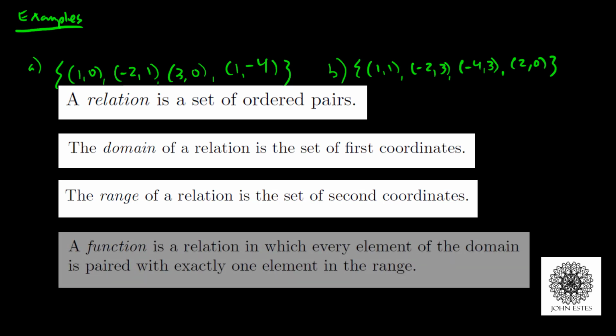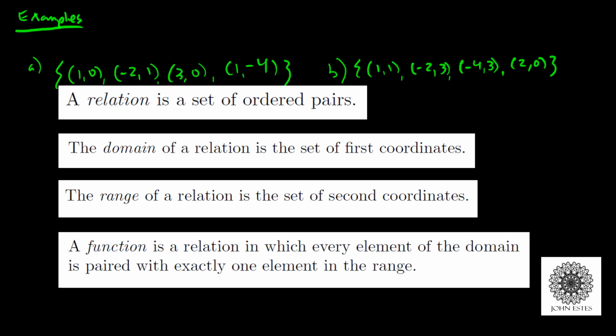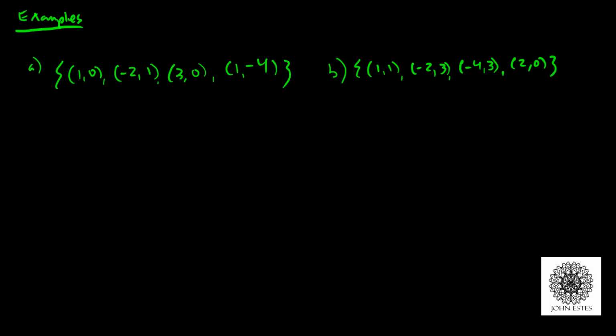Now also, a function is a special kind of relation in which every element of the domain is paired with exactly one element of the range. Okay, so what that means is that if you have two coordinates that have the same input, then your relation is not a function. Okay, so I have some examples here I want to look at, and we're going to highlight the domain and range, and we're going to try to figure out, are these functions as well?